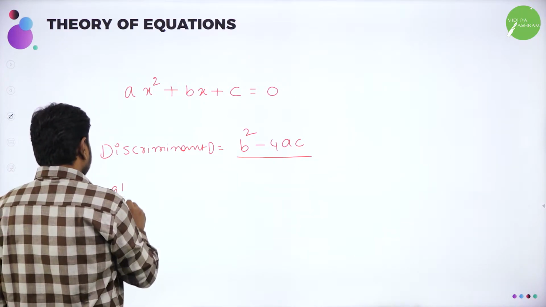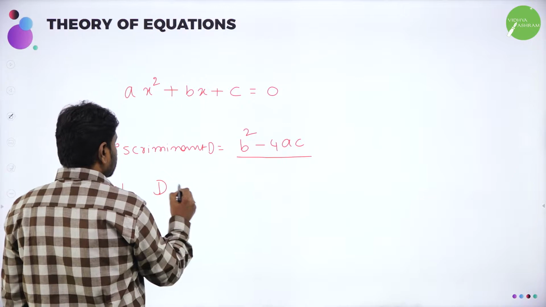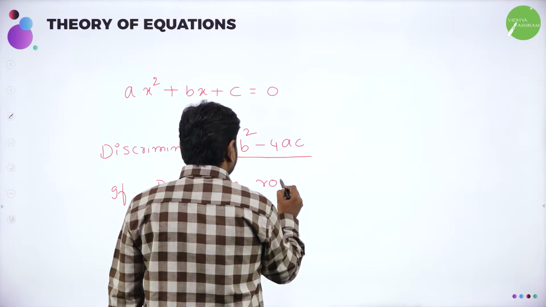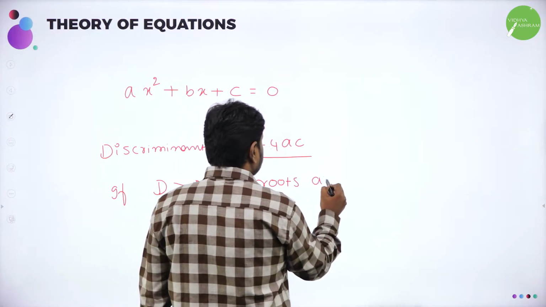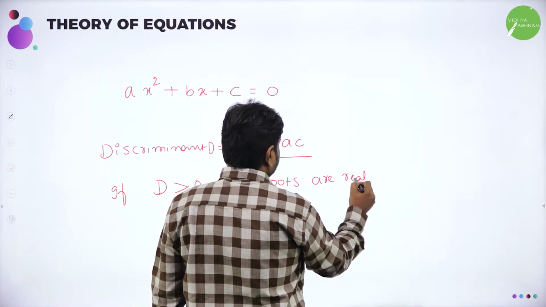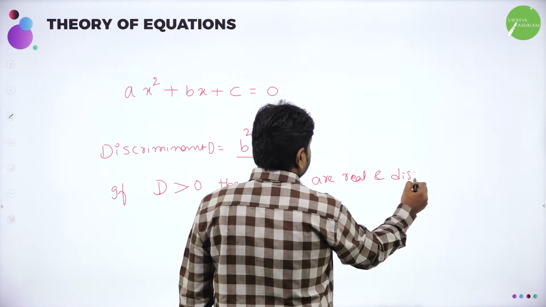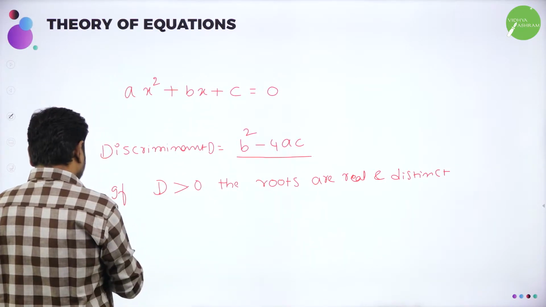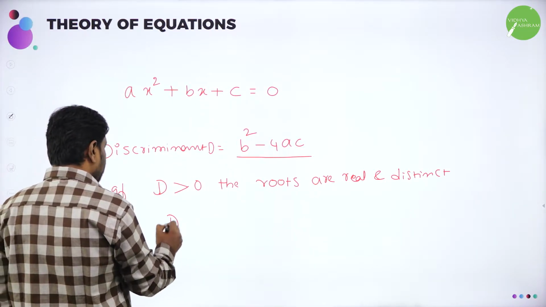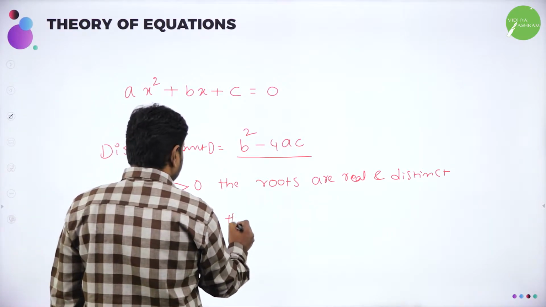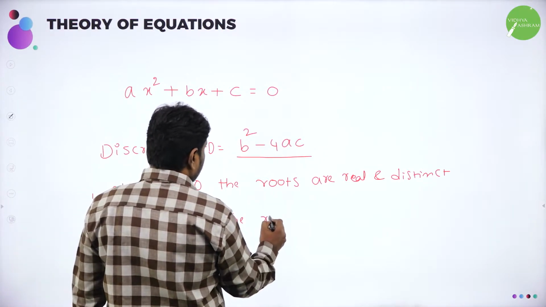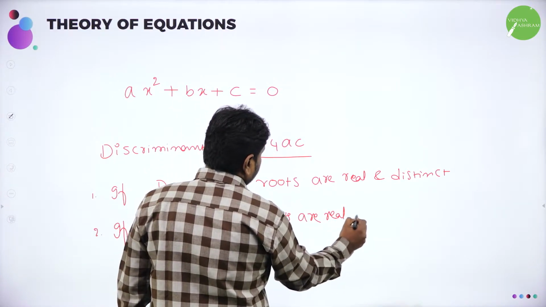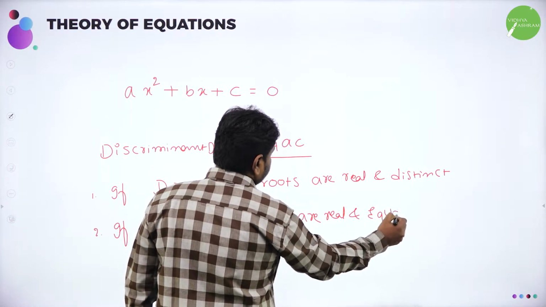Suppose if discriminant D value is greater than 0, then roots are real and distinct. Roots are real roots and they are distinct, separate, two different roots. Suppose case 1, this is case 2. Suppose if D discriminant is 0, then roots are real and equal. So we'll have only one root. Roots are real, but they are also what? Equal. Equal roots. Both the roots are same.